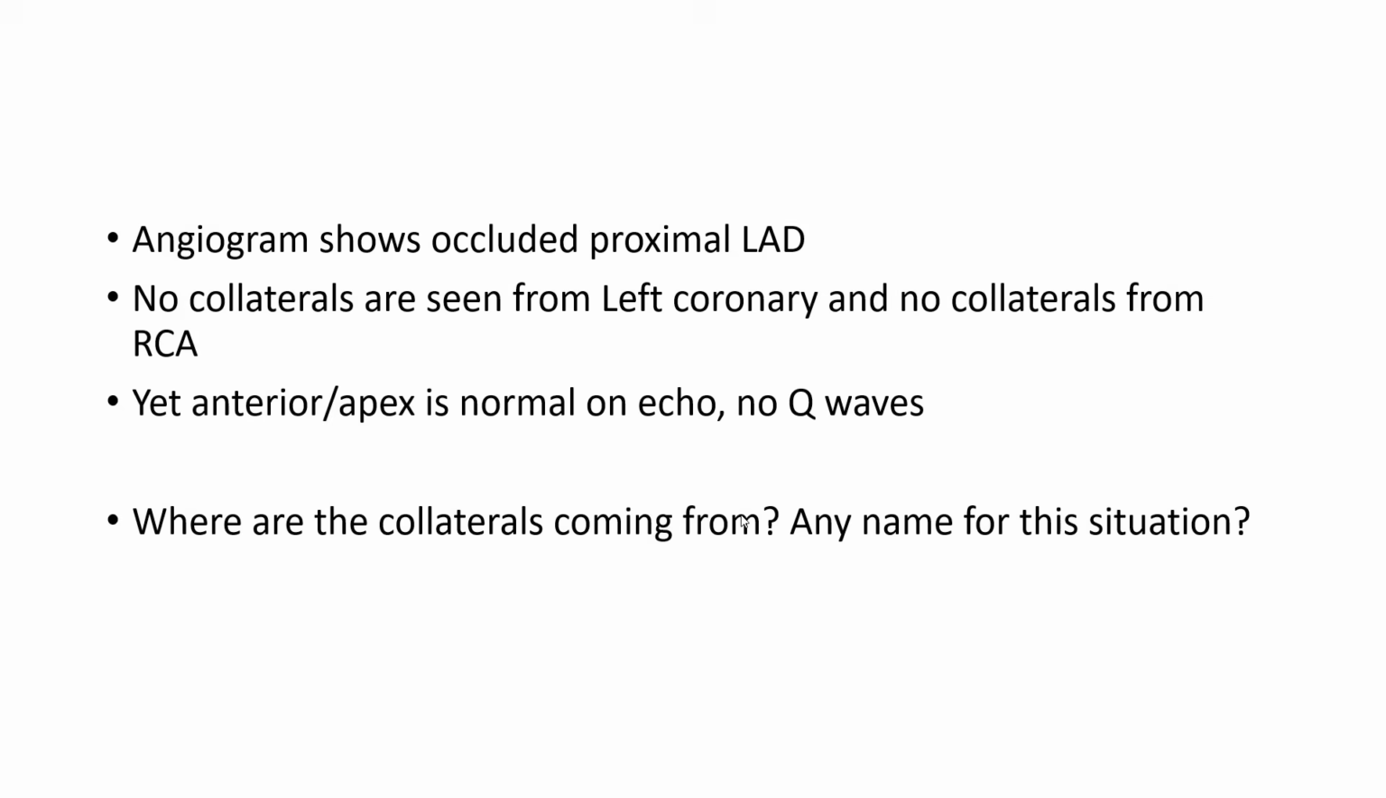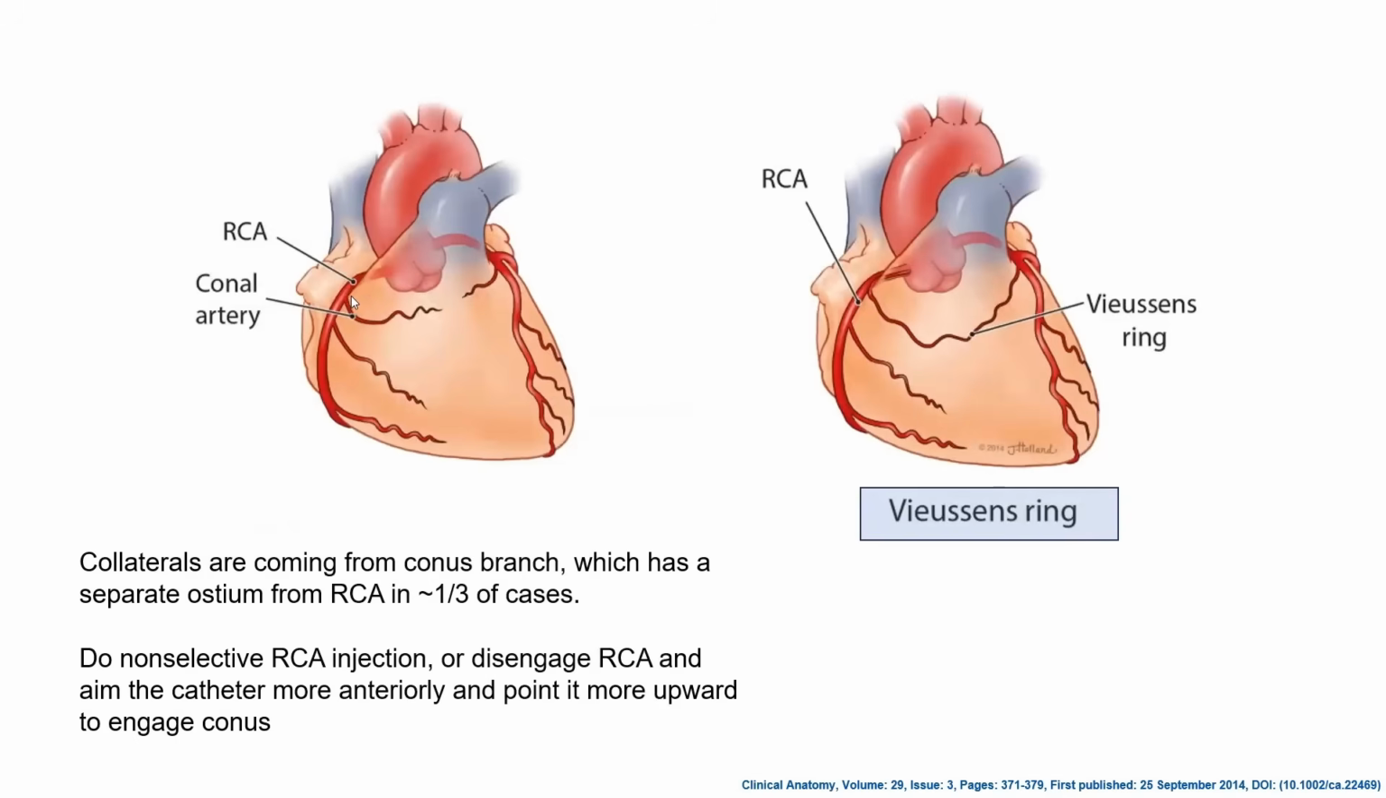So how come? That LAD must be having some collaterals. Where are the collaterals coming from? And is there any name for this situation? So we don't see collaterals anywhere from the right or circumflex, but there must be somewhere. The collateral is coming from the conus of the RCA. This is what we call the Vieussens ring, or the Vieussens collateral.